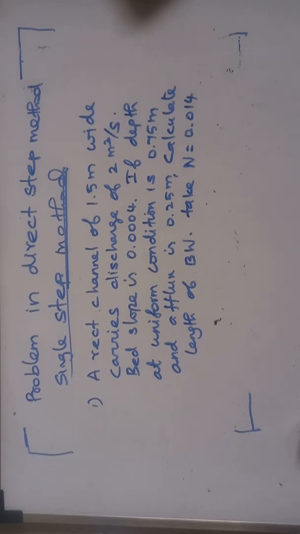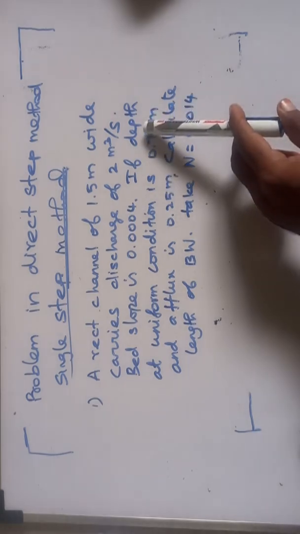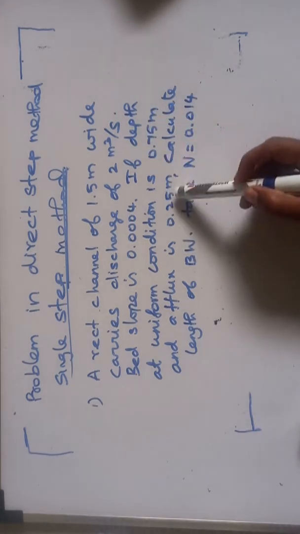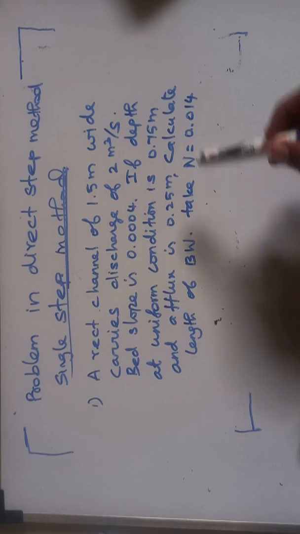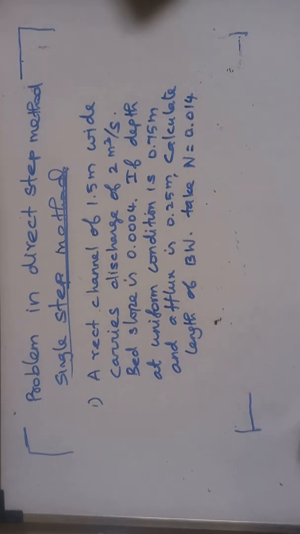Bed slope is 0.0004. Bed slope S0 value is also given. If depth at uniform flow condition, that means not at the upstream side, y1 value is given as 0.75 and afflux value is 0.25 meter. That means nearer to the dam, y2 value is nothing but the addition of 0.75 and 0.25. If you add these two values, then you will get y2 value. Then calculate the length of backwater curve. Take n is equal to 0.14.